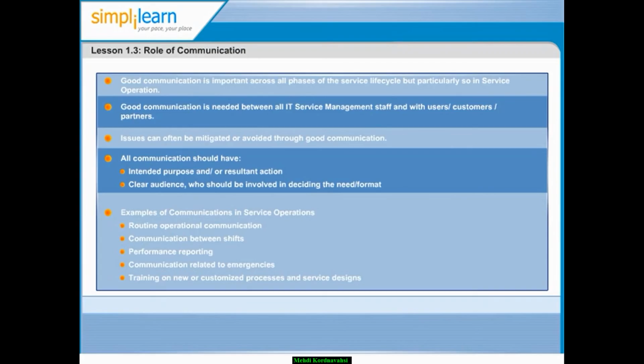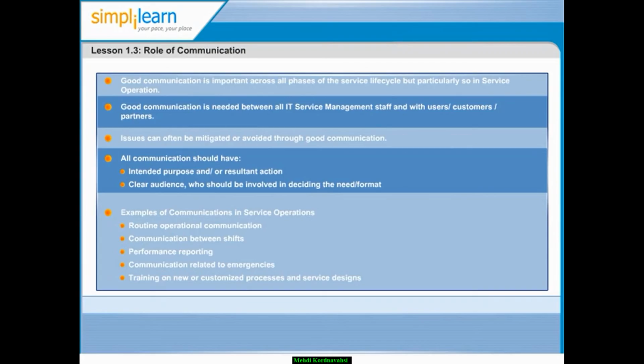Another conflicting priority is achieving an optimal balance between cost and quality, which means IT has to continually improve services while reducing or at least not increasing costs.